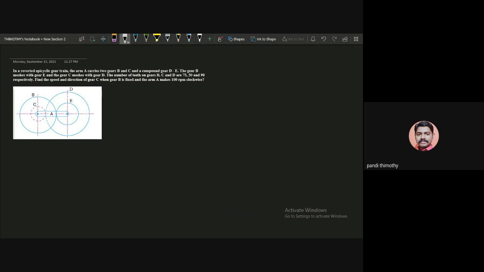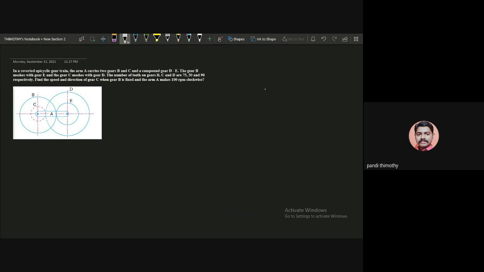Here we are given a reverted epicyclic gear train. The arm A carries two gears B and C and a compound gear DE. And the meshing is given. Here gear B is meshed with gear E and gear C is meshed with gear D.